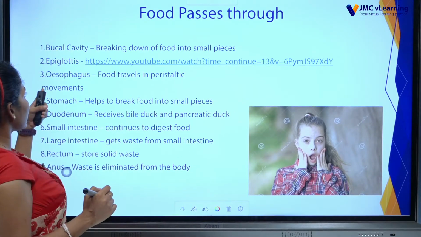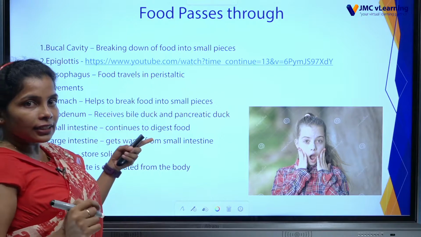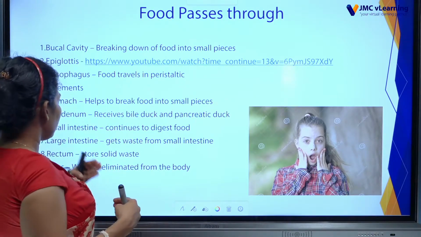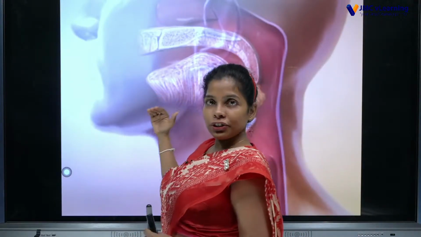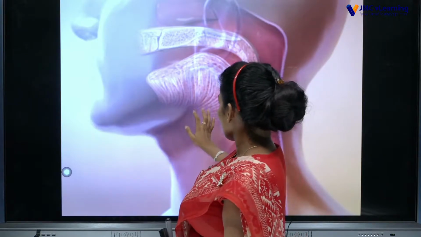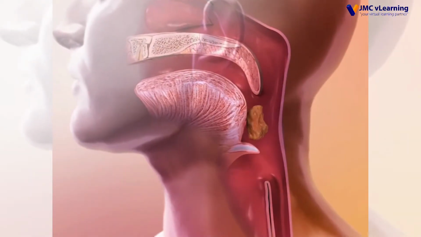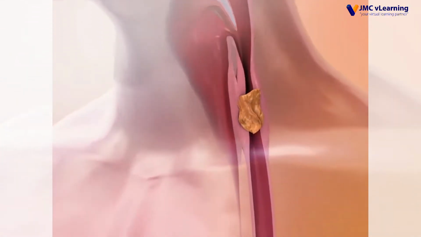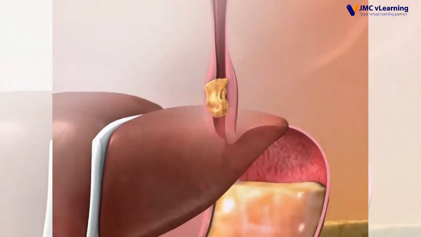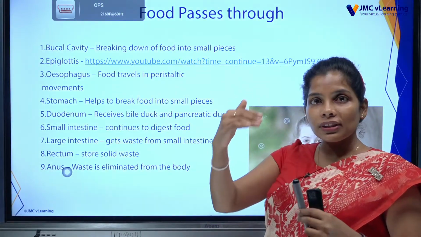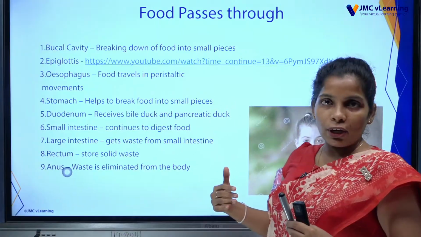Now, we are going to see the epiglottis. This is a very important part of the digestive system. Now, we are going to check how the food passes the epiglottis. Look at this video. This is the food and the epiglottis, and this is how food passes through it.